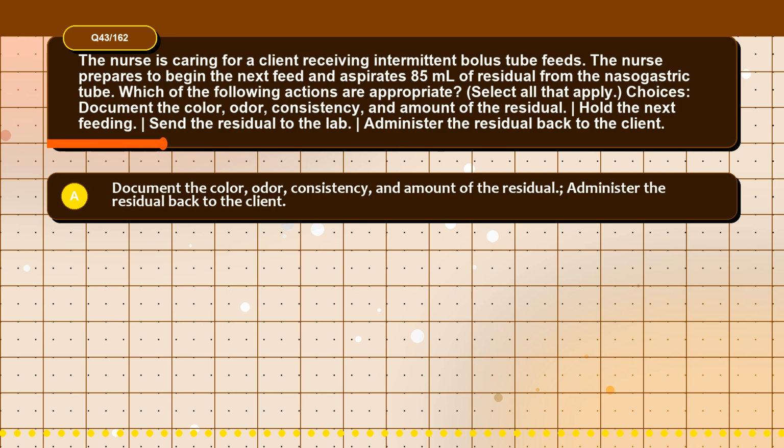Question 43. The nurse is caring for a client receiving intermittent bolus tube feeds. The nurse prepares to begin the next feed and aspirates 85 ml of residual from the nasogastric tube. Which of the following actions are appropriate? Select all that apply. Choices: document the color, odor, consistency, and amount of the residual. Hold the next feeding. Send the residual to the lab. Administer the residual back to the client. Here are the options. Option A: document the color, odor, consistency, and amount of the residual. Administer the residual back to the client.